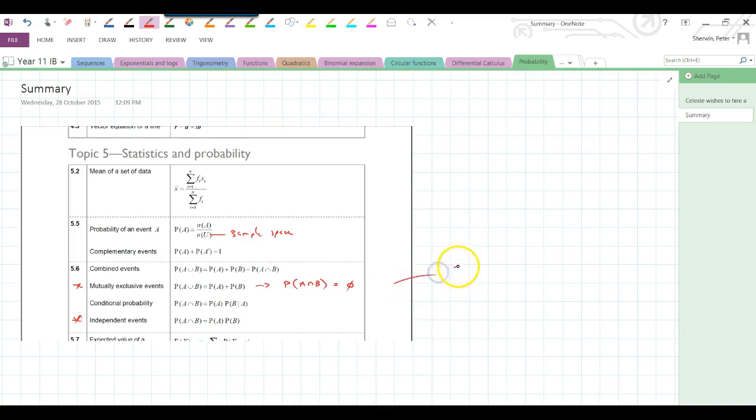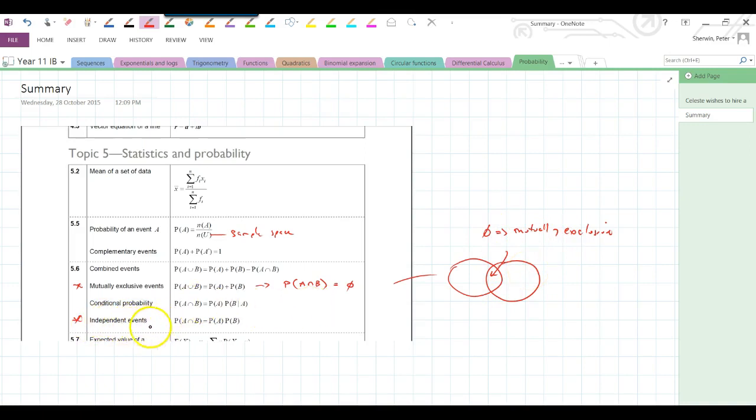If there's something in there, they're not mutually exclusive. If there's not, so for a Venn diagram, if anything exists there, if that's empty, then they're mutually exclusive. So if there's nothing in that bit there, this means the empty set. If it's not empty, then they're not mutually exclusive.